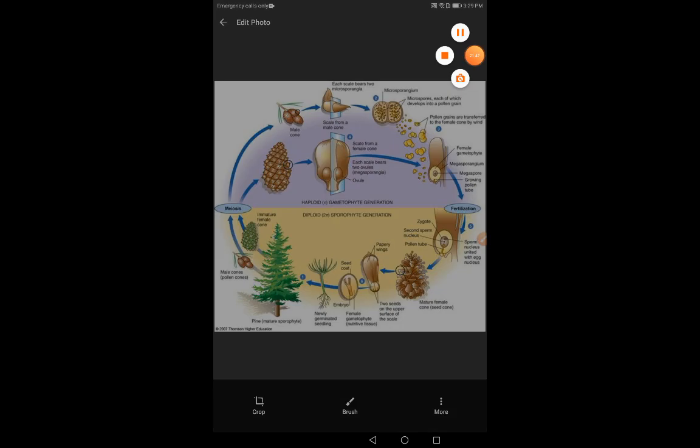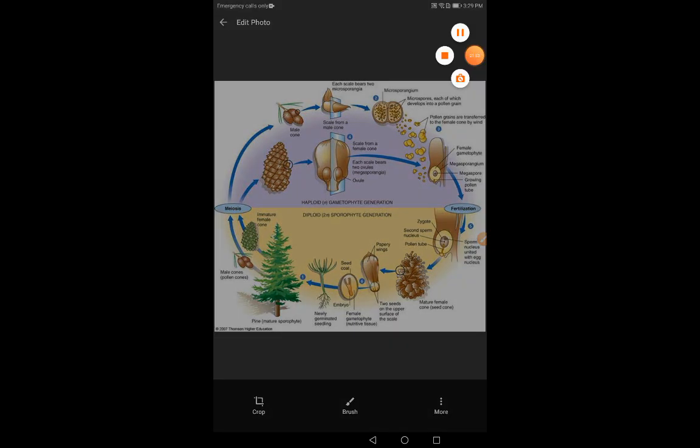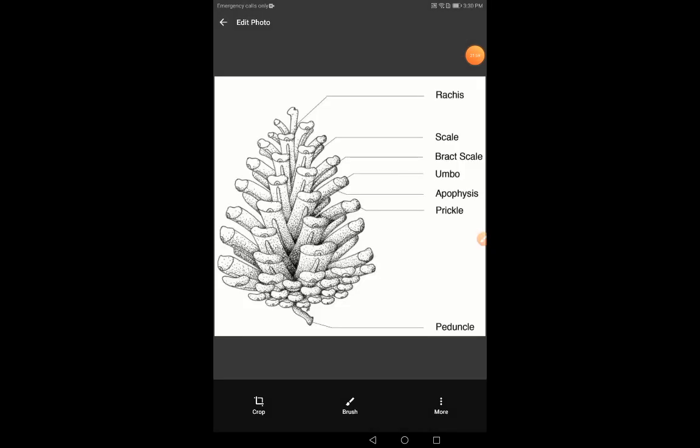I want to let you see another picture explaining what is meant by scales in the cones, and after this we're going to finish. Here, guys, you can see that these structures are called scales. Inside each one of them you will find the gametes that are responsible for the fertilization process.